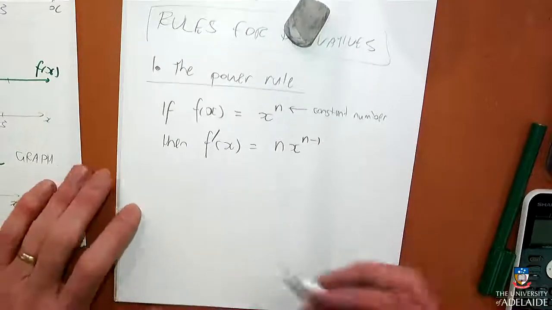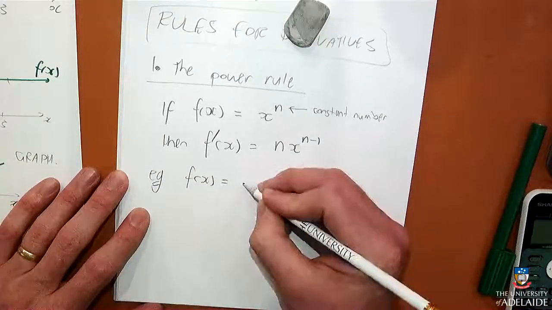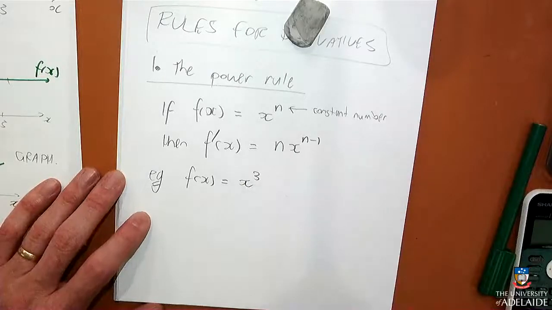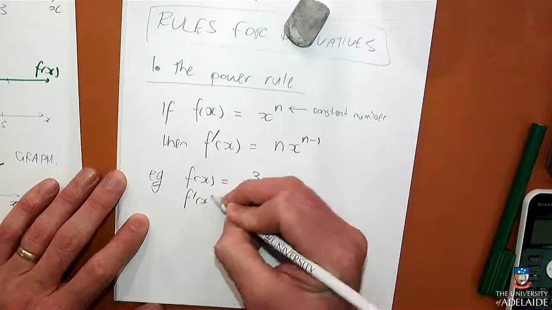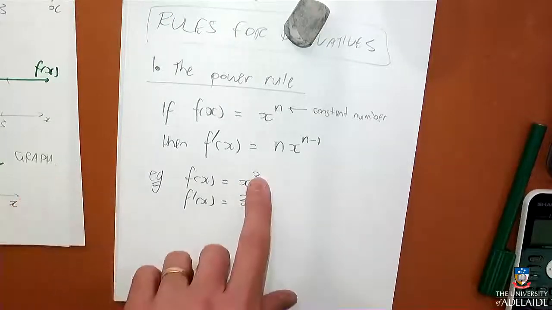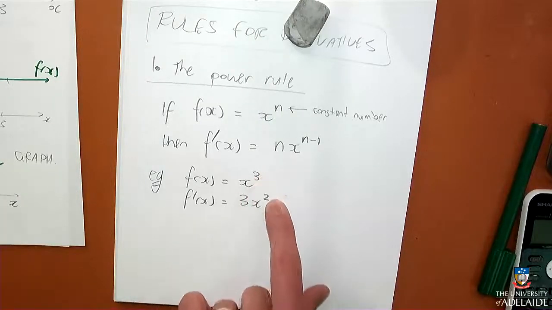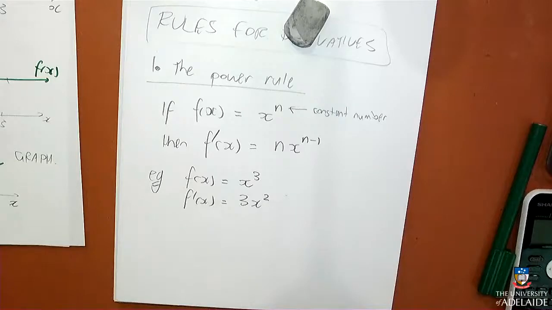So, for example, f of x equals x cubed, then f dashed x would be equal to 3x squared, because you would multiply by the current power, and then the exponent that you have would go down by 1. Okay. Now that's great. It'll work for x squared, it'll work for x to the 7, it'll work for x to the 15, it'll work for x to the 1.